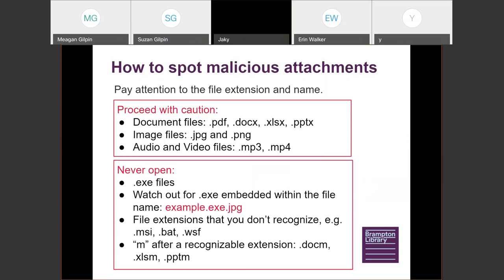When it comes to ordinary office documents like Excel or Word files, proceed with caution. These can also contain hidden macros or scripts that can run after you launch the file. And if you ever see an M appended after a recognizable extension, for example, like a .docm or an .xlsm, these are macro files and you should be aware of them.